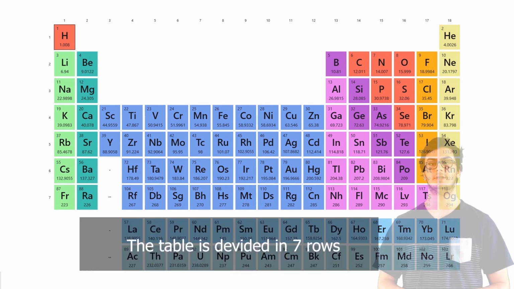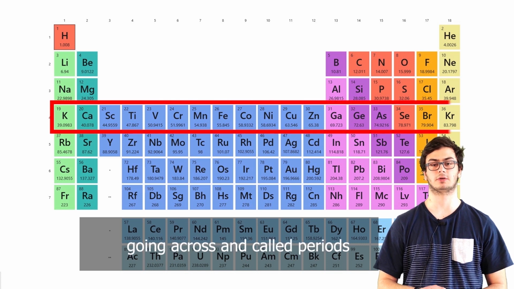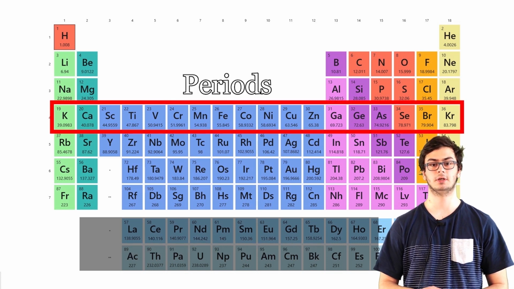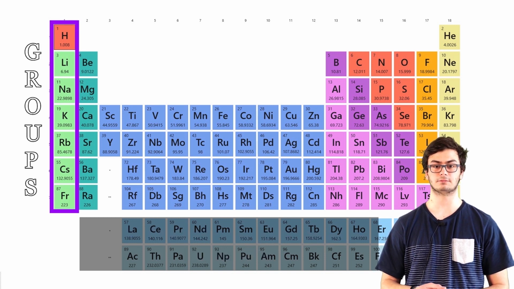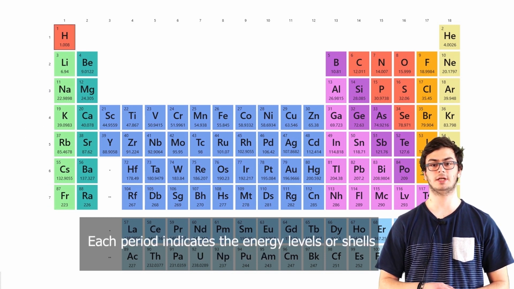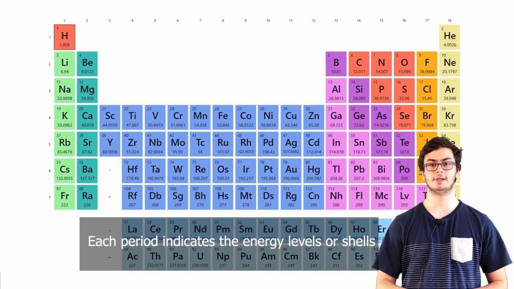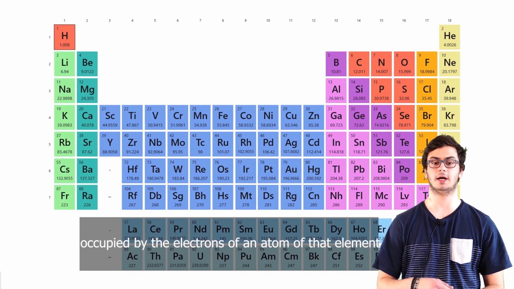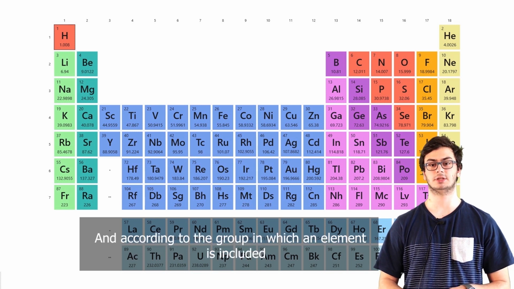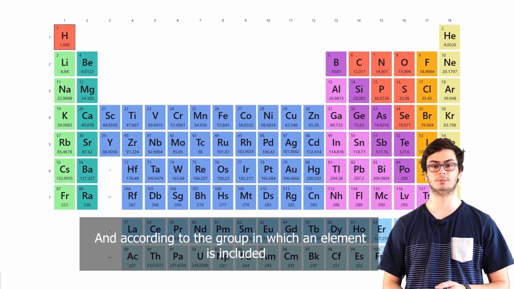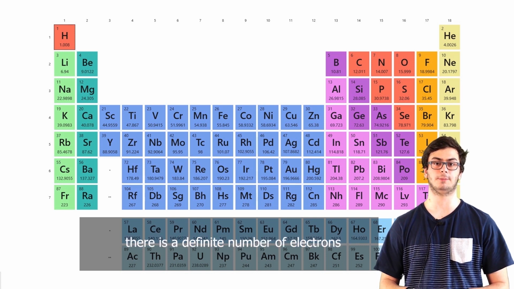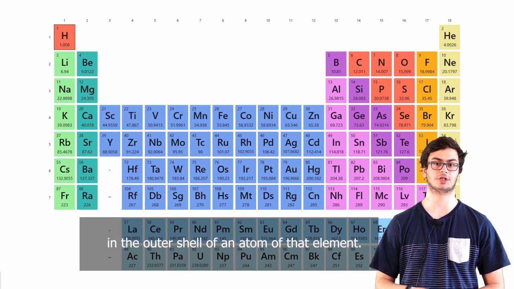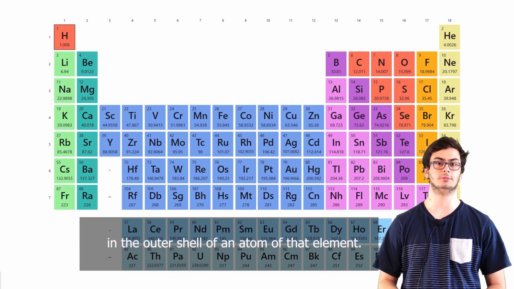The table is divided in 7 rows going across and called periods, and in columns called groups and going down. Each period indicates the energy levels or shells occupied by the electrons of an atom of that element, and according to the group in which an element is included, there is a definite number of electrons in the outer shell of an atom of that element.